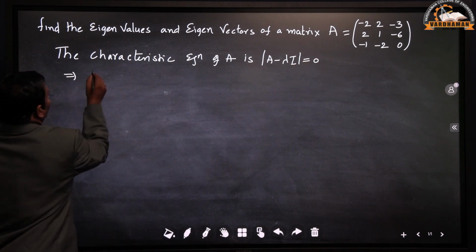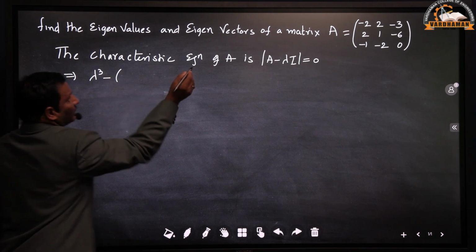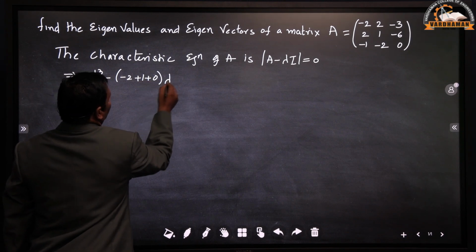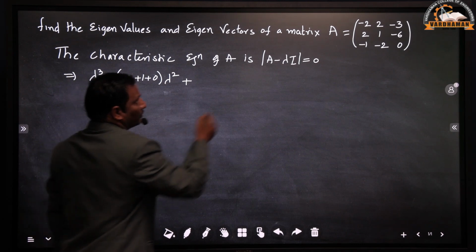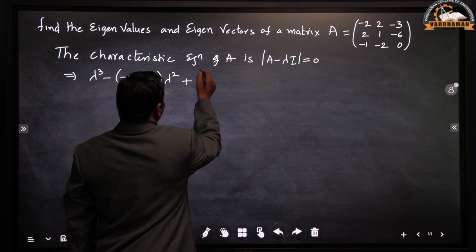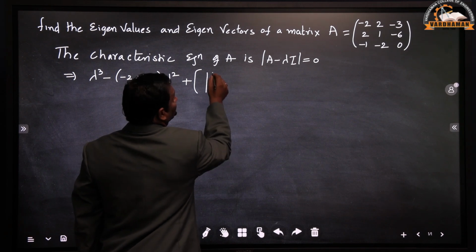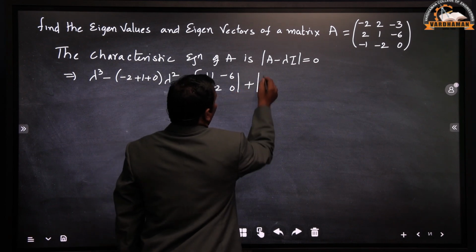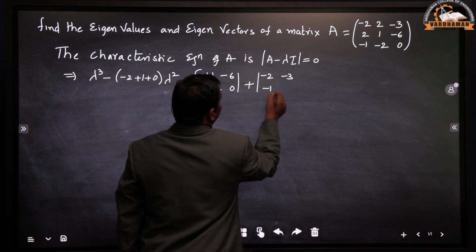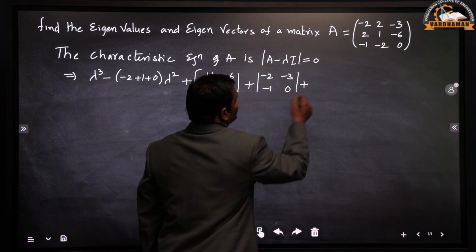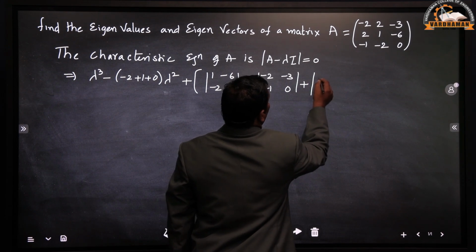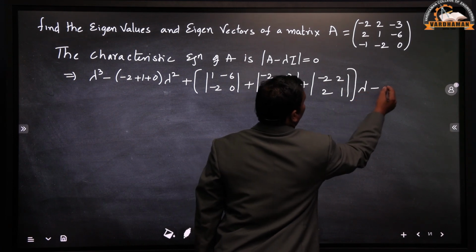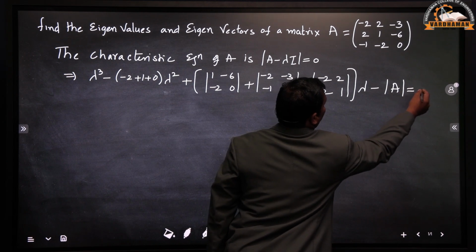So that is lambda cube minus the trace of the matrix, minus 2 plus 1 plus 0, into lambda square, plus the sum of the minors of the principal diagonal elements, that is given plus det of minus 2 minus 3 minus 1 0, plus det of minus 2 2 2 1, into lambda minus det of A equals to 0. This is the characteristic equation.